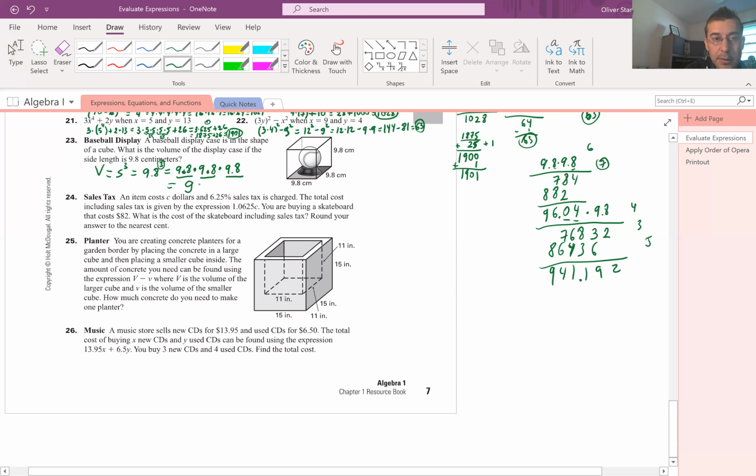So it is 941.192. That's the solution. And since this is volume, it's not centimeters, it's centimeters cubed, right? Because it's the side cubed, so it's centimeters cubed. And that's it. So that's the solution right there.